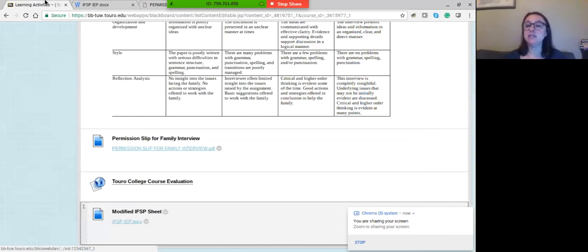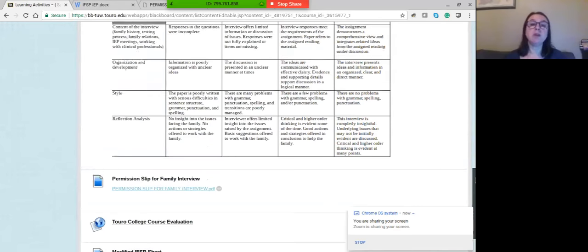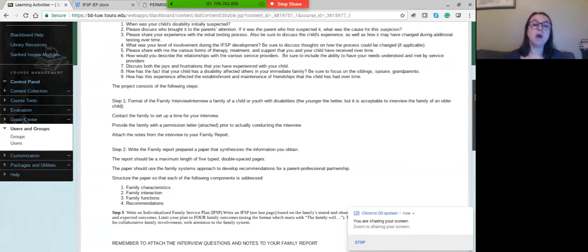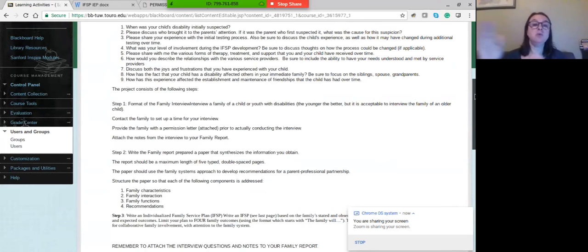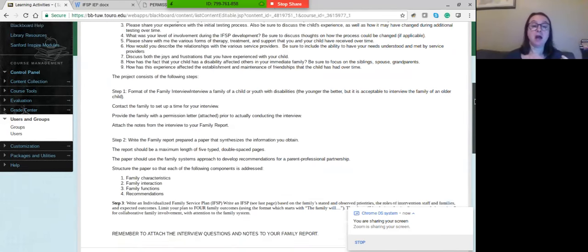So going back to the interview, we want to make sure, so just step number 1, family interview, with the notes that were involved, with the questions that were involved. Step number 2, synthesizing information, family characteristics, interaction, functions, recommendations. And the last is the individualized family service plan.